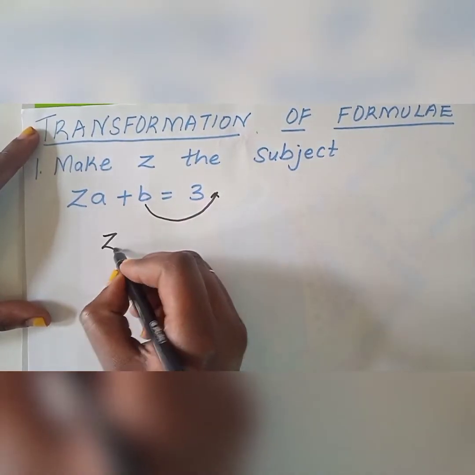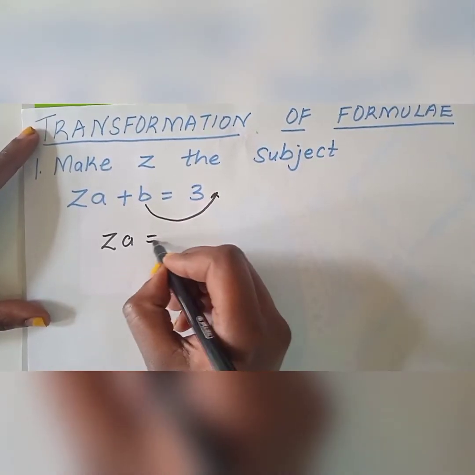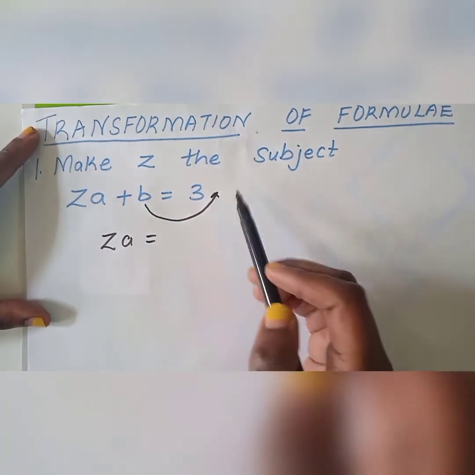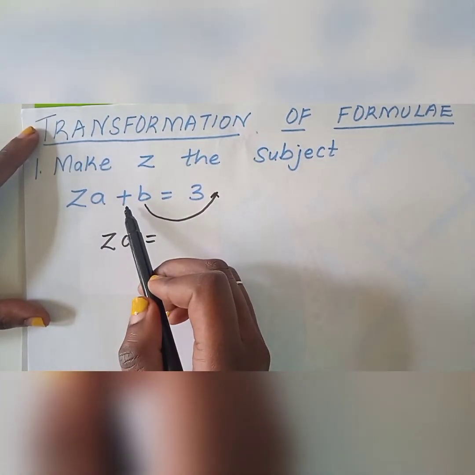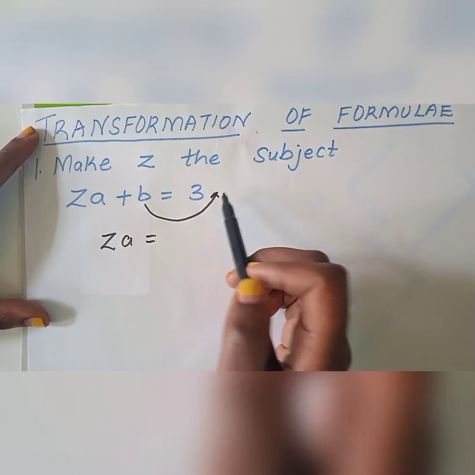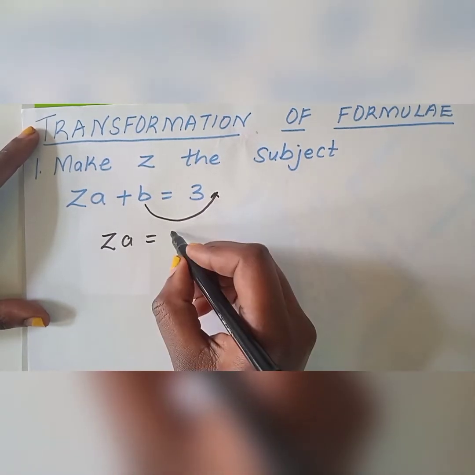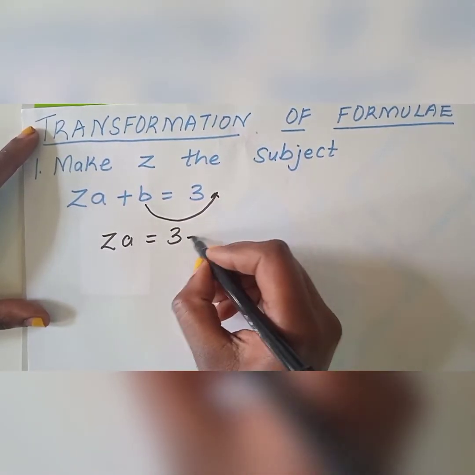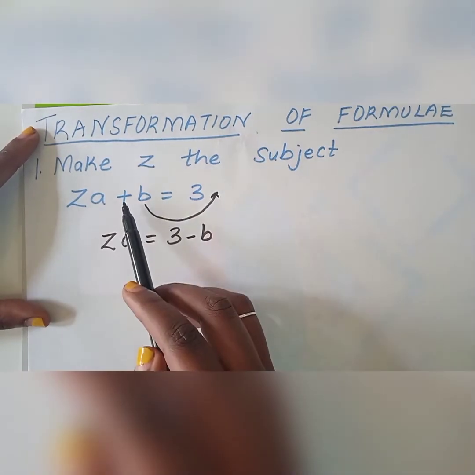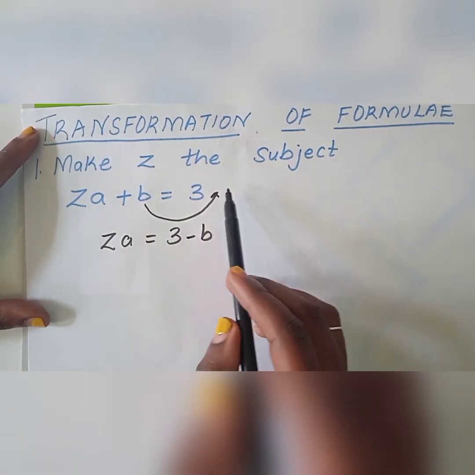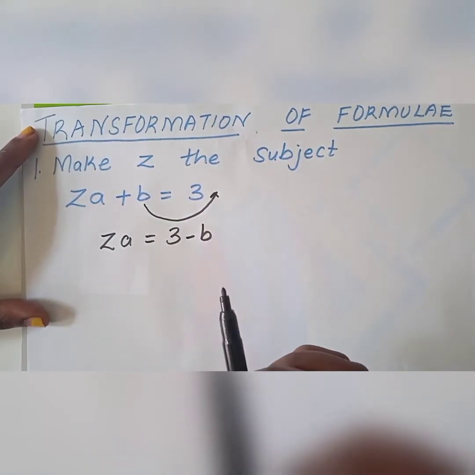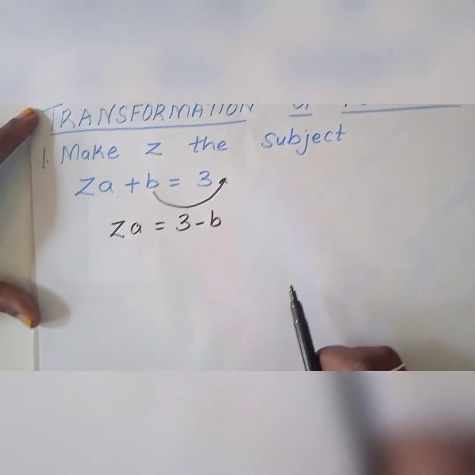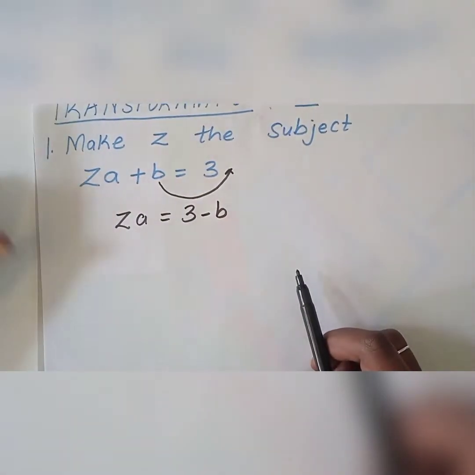Now here we'll be left with za equals to, when you take b to the other side, it was a plus. So when it crosses the equal sign, it becomes a minus. Here we have 3, so it will be minus b. So it was positive on this side. Now, after crossing the equal sign, it becomes a negative. So at least now we have separated the z from the rest.